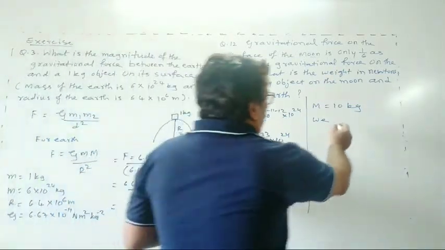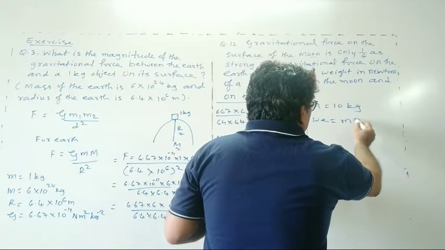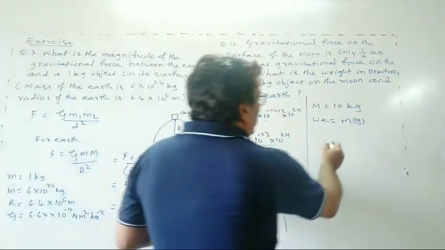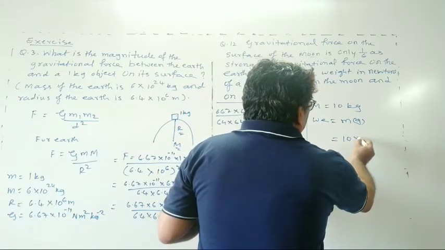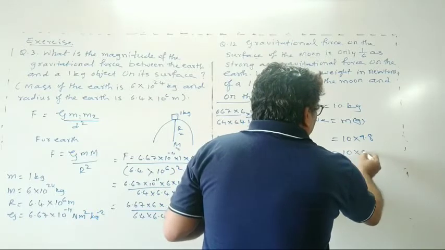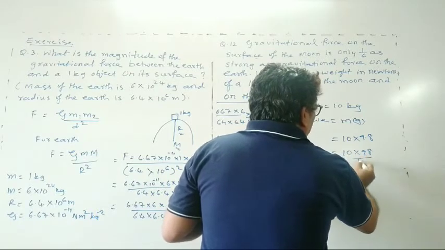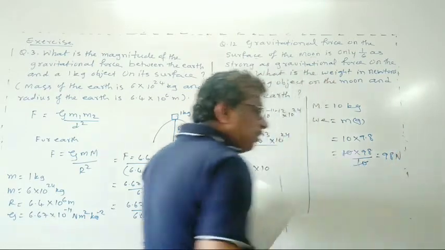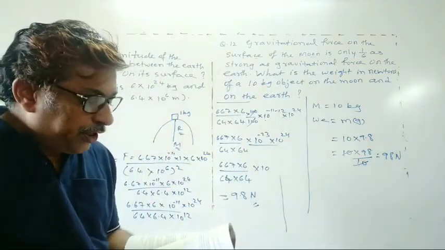So W is equal to m into g, gravitational acceleration. So mg means, you will write m, how much? 10 into 9.8. So 10 into 98 upon 10. So you got it, 98 Newton. Okay, this one you got it.